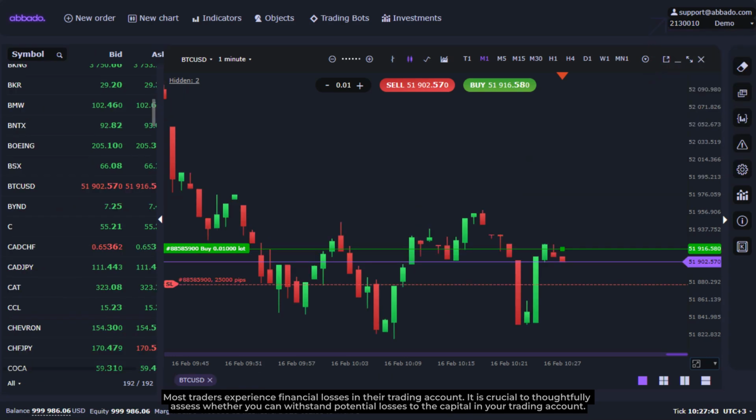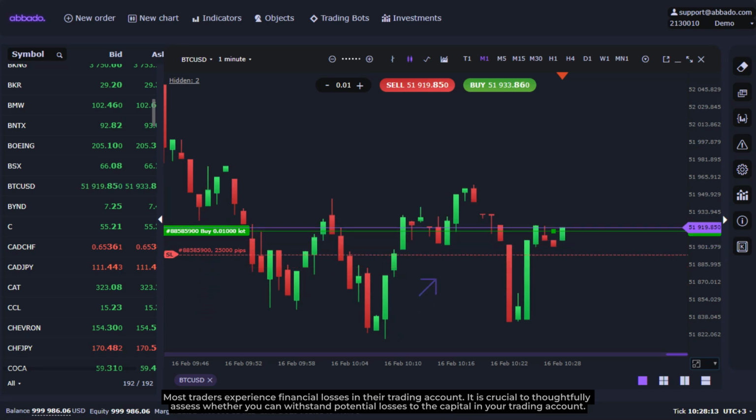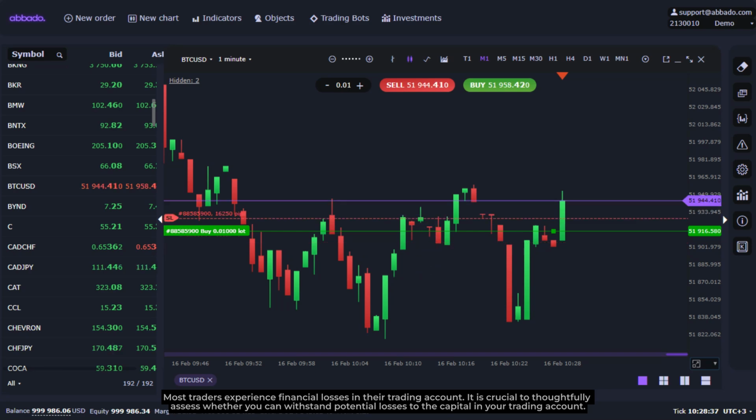Let's get started. A trailing stop order is a trading tool that automatically adjusts the stop price as the market price moves in favor of your position. It helps lock in profits and limit losses by setting a stop order that trails behind the market price by a set distance that you can define as a fixed amount.